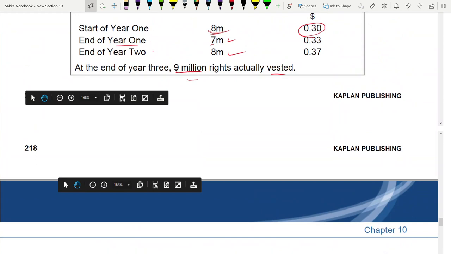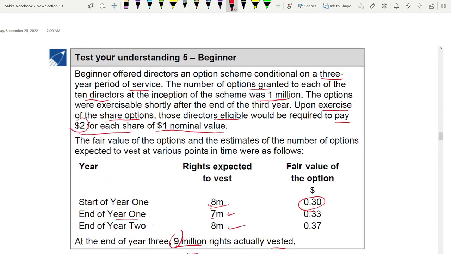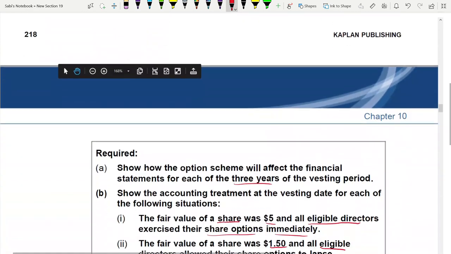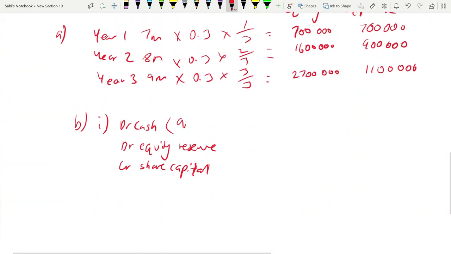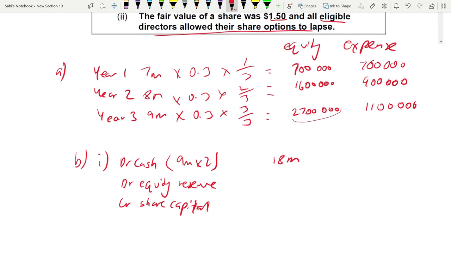How much are you going to debit cash? See, you are actually vesting 9 million. Okay. And this will be at a price of 2. Because they told when you exercise, upon exercise of the share option, directors are required to pay 2 for each share. So it will be 9 million into 2. Okay, which will be 18 million. How much you are going to debit your equity reserve? In year 3, it is this one. Because year 3 is the date when you are vesting it. So, 2.7 million.